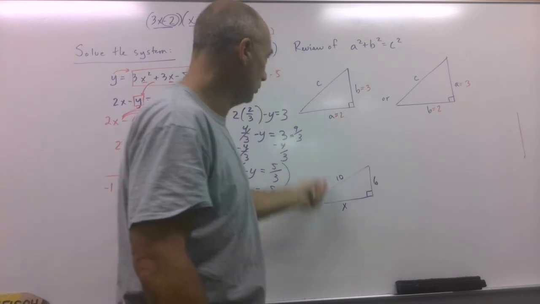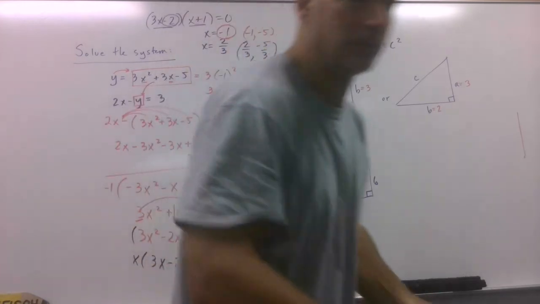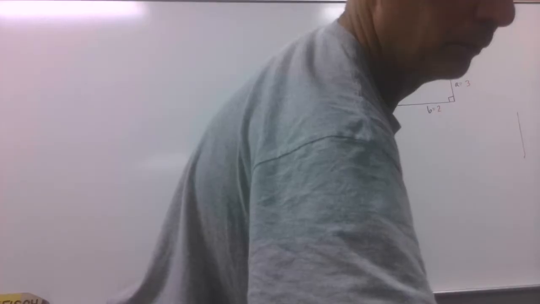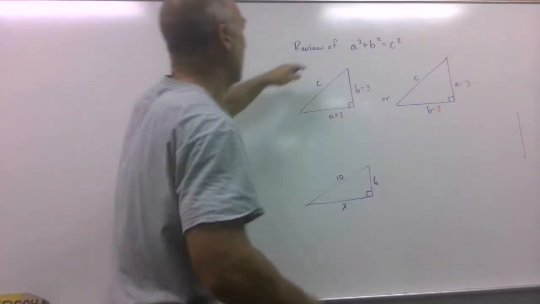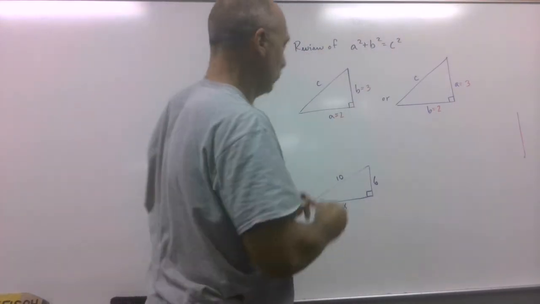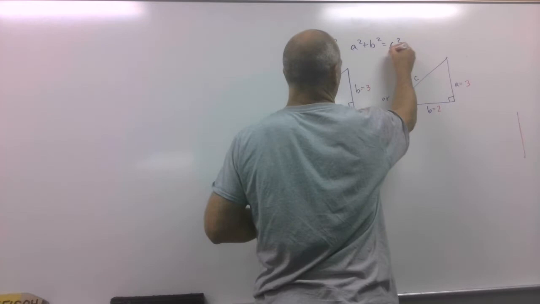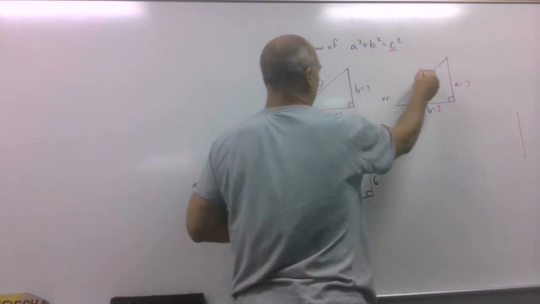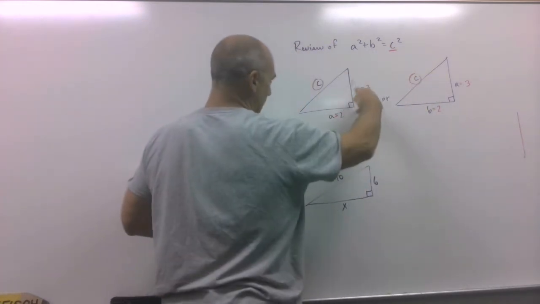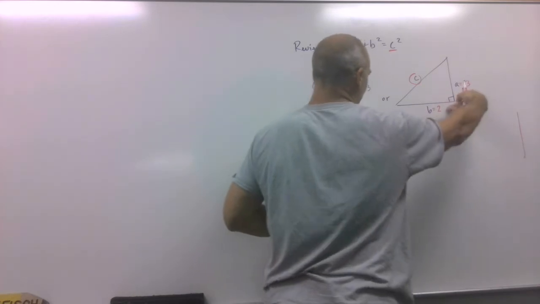Now, quick review of the Pythagorean theorem. Let me clean this board up, okay? So we got a squared plus b squared equals c squared. The point I want to make is c is always, always, always your hypotenuse. A and b can be switched, doesn't matter.